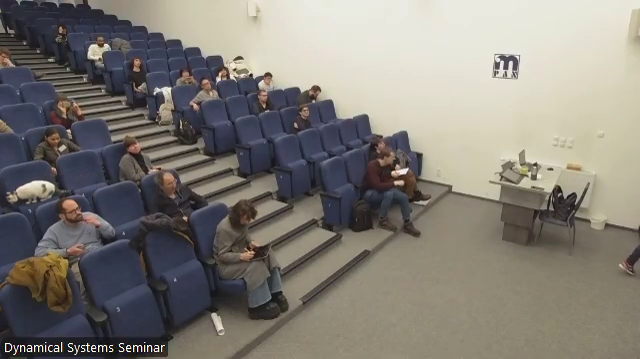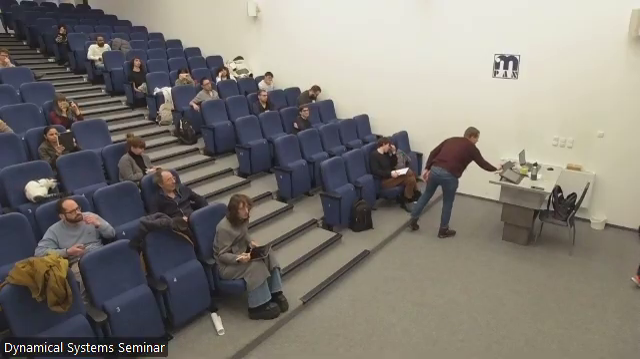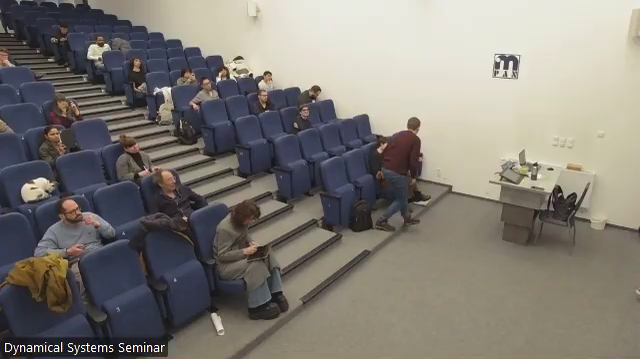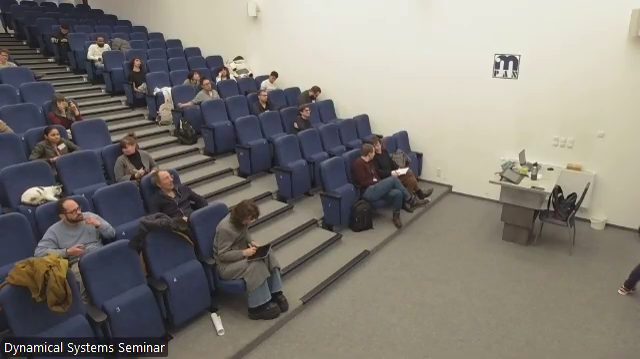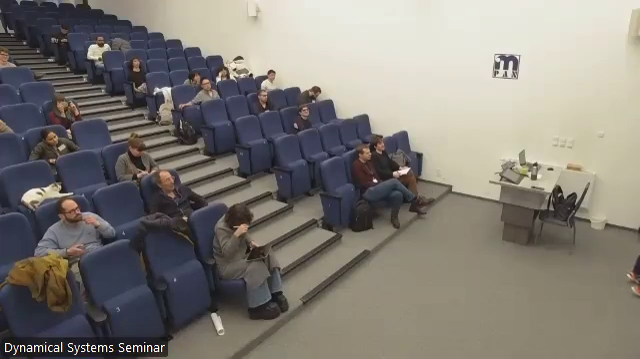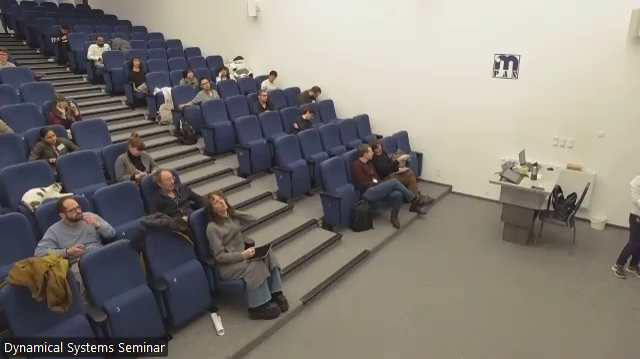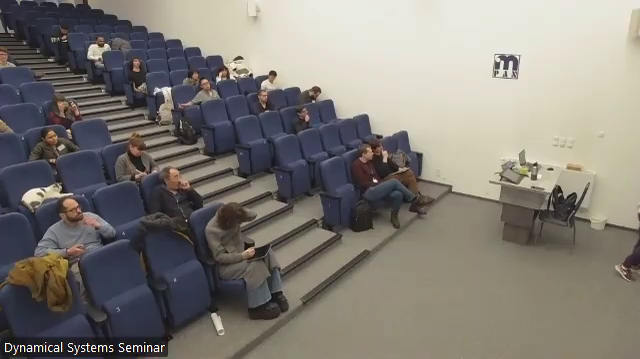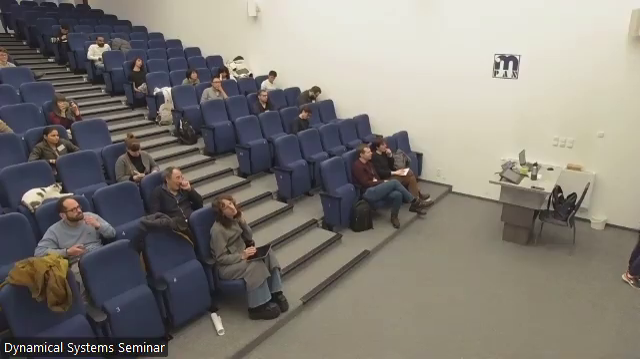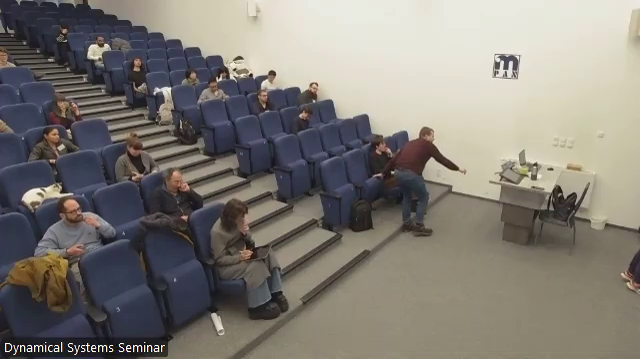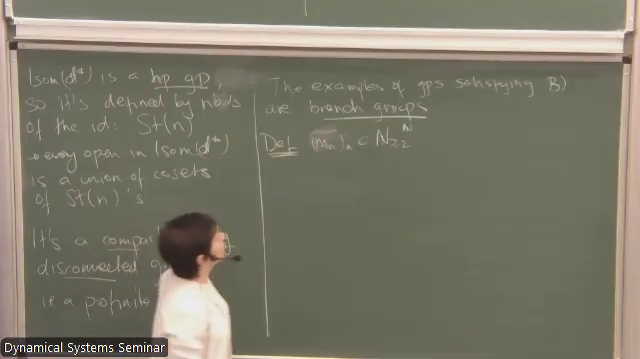So groups, the examples of groups satisfying B are what's called branch groups. So I'm going to define a branch group. So what's a branch group? I'm going to start out by now changing notation. So m_n is going to be a sequence of natural numbers at least 2.